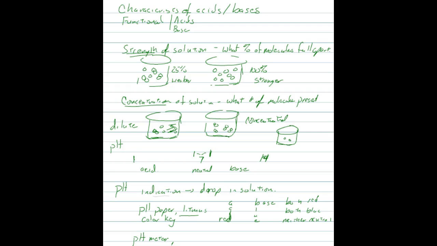You probably can't tell with, say, a cola or coffee using a pH indicator, a liquid indicator, because the solution is so colored that you can't see what the color changes. So that ends this lesson on characteristics of acids and bases.